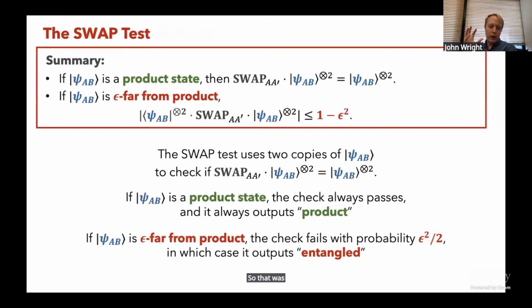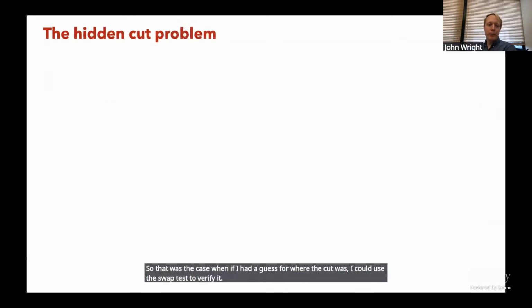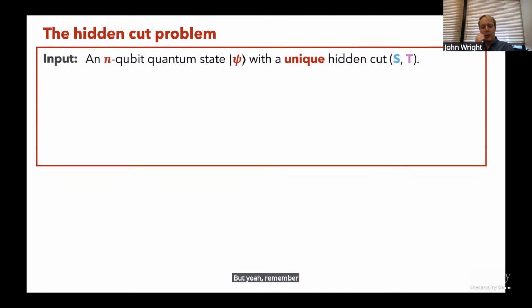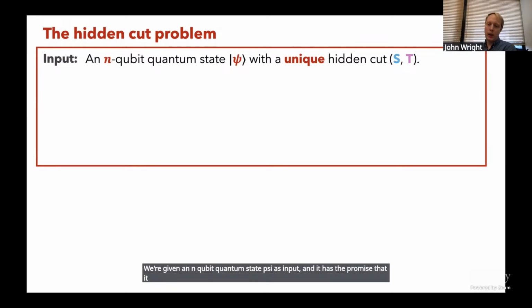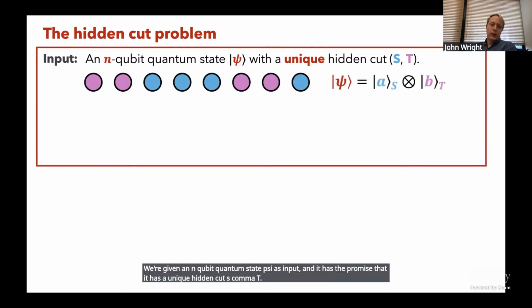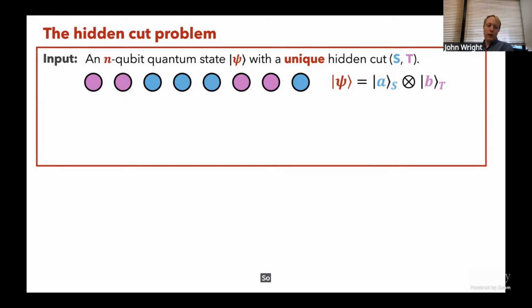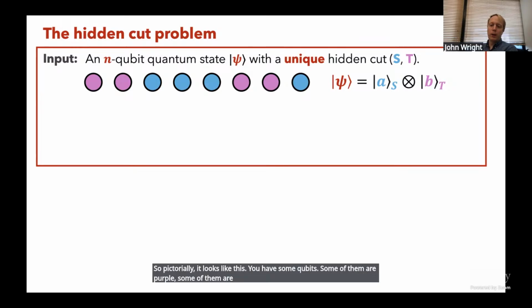All right, so let's get to our hidden cut problem. That was the case when, if I had a guess for where the cut was, I could use the swap test to verify it. But remember our hidden cut problem. So let me define it formally. We're given an n-qubit quantum state psi as input, and it has the promise that it has a unique hidden cut S comma T. So pictorially, it looks like this. You have some qubits, some of them are purple, some of them are blue, and it's a product state across the blue and purple qubits.